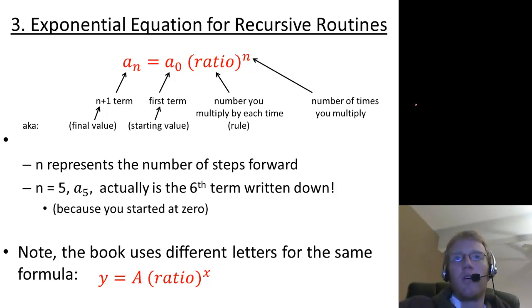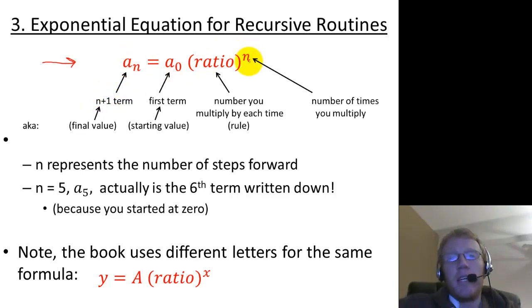And so this is a formula or a way to get any term in the sequence right away, just with one step instead of having to find all the terms in between. So the equation that we're going to use is, I call it the exponential equation for recursive routines. I'm not sure if it has an actual name. But it involves the first term, and it involves the ratio, and then it involves the final value, or the n+1 term, and the number of times you multiply.